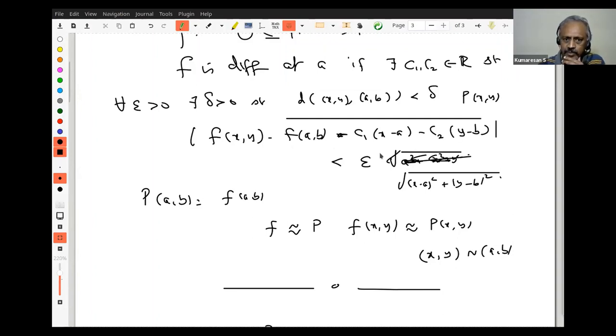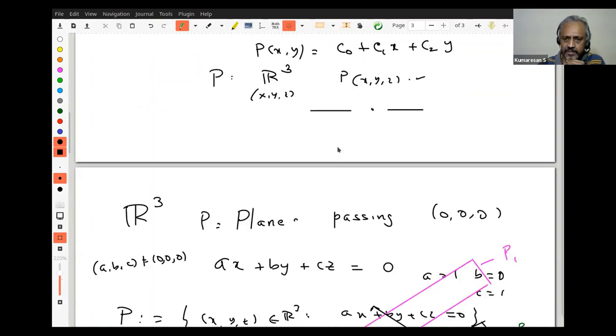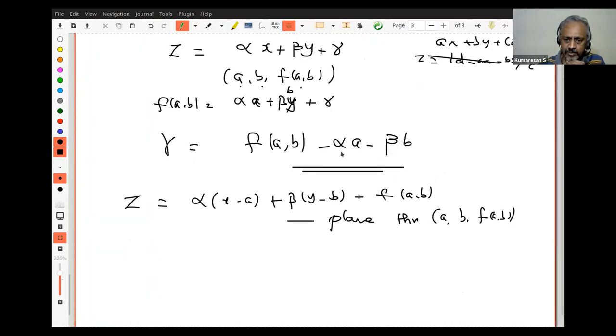So, what I have found is I am approximating the graph by means of a plane. So, this is the tangent plane I am looking at. Take a break. I'll give a few seconds to catch up with me.